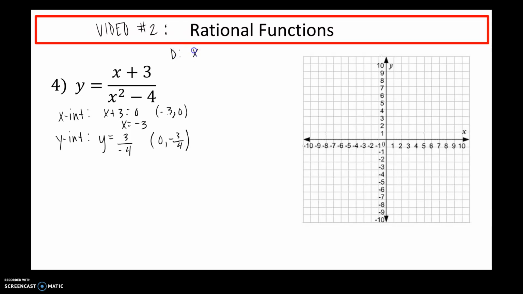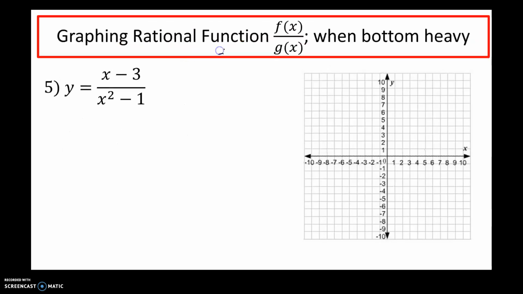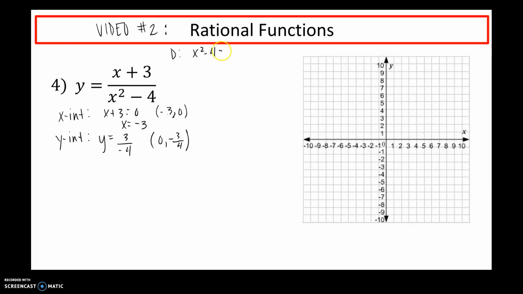Oh, sorry. I should have started with the domain. Denominator cannot equal 0. So I have x squared cannot equal 4. So that gives me two restricted values of both positive and -2. So when I go to look at my limits, I have the limit as x approaches +2.